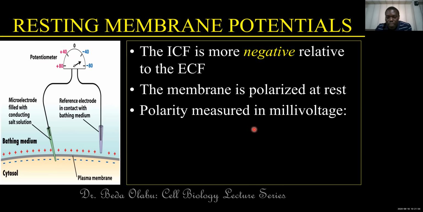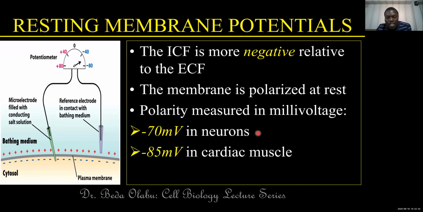Great. If you are to measure the resting membrane potential, we agreed it's measured in millivolts, but this measurement varies depending on the tissue. I will teach you 3 of them because this will form the basis of our next series of lectures in physiology. The resting membrane potential in neurons is negative 70 millivolts. The resting membrane potential in cardiac muscle is negative 85 millivolts. And the resting membrane potential in skeletal muscles is negative 90 millivolts.